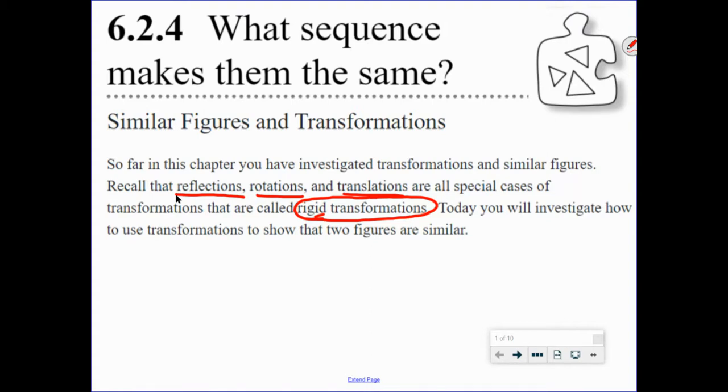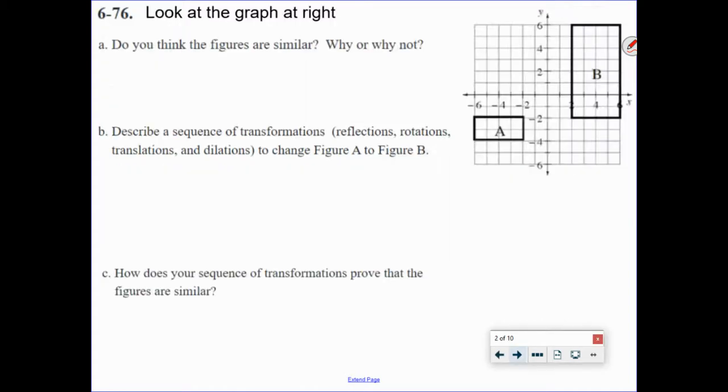Today, we'll investigate how to use transformations to show that two figures are similar. Now, similar is different, okay? And we've talked a lot about similar today in class. We're going to continue to talk about similarities or what makes shapes similar here as we go. All right, now, the work we're doing today is on a handout, okay? This handout is going to be used for the video and then for class tomorrow.